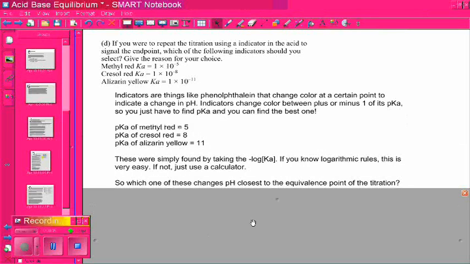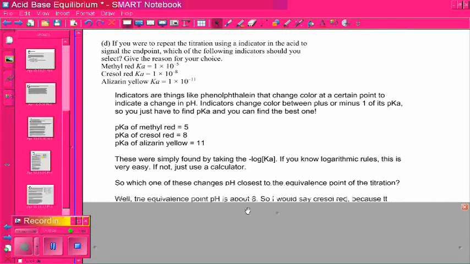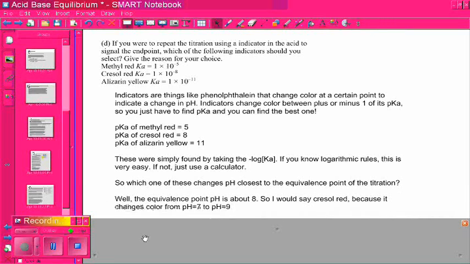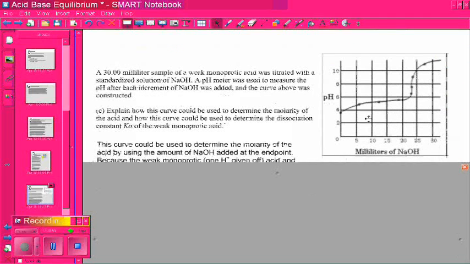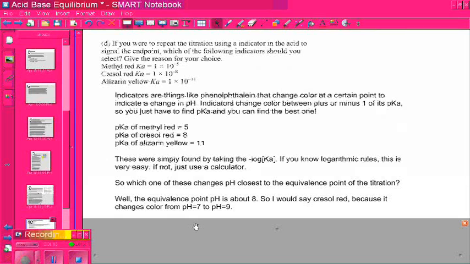These were simply found by taking the negative log of the Ka. If you know logarithmic rules, this is very easy. If not, just use a calculator. So which one of these changes pH closest to the equivalence point of the titration? Well, the equivalence point pH is about 8. If you look back on this graph right here, you can see that the endpoint is between 7 and 9. So I would say Cresol Red, because it changes color from pH 7 to pH 9.